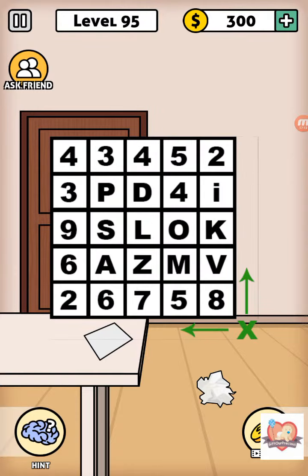Can I see the tablet? Oh, 6 plus 0! 60! 6 plus the 0.